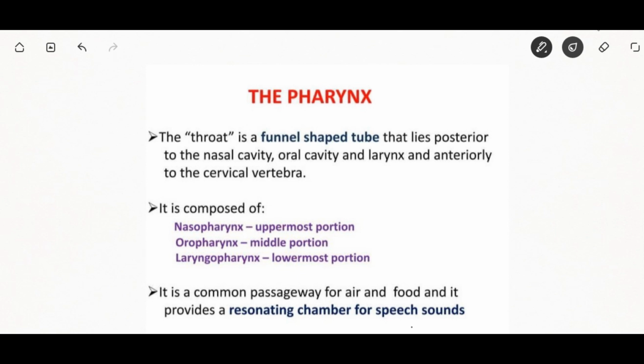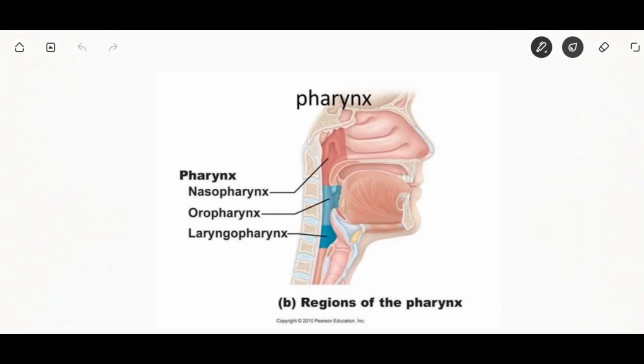The pharynx is composed of three parts: nasopharynx, oropharynx, and laryngopharynx. Nasopharynx is the uppermost portion, oropharynx the middle portion, and laryngopharynx is the lowermost portion. It is a common passage for air and food. It provides a resonating chamber for speech, sound, etc. So this is the nasopharynx, oropharynx, and laryngopharynx.